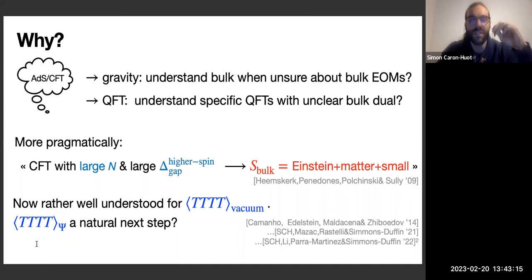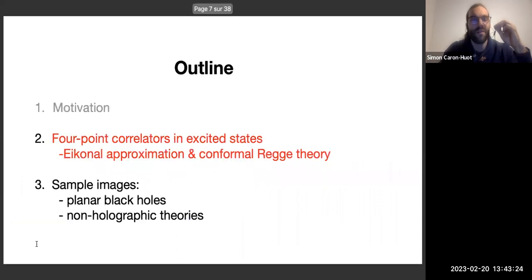Questions on these motivations? Okay. So now I'll describe exactly what 4-point function we will look at.